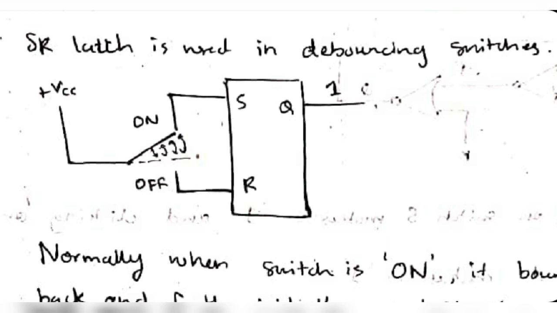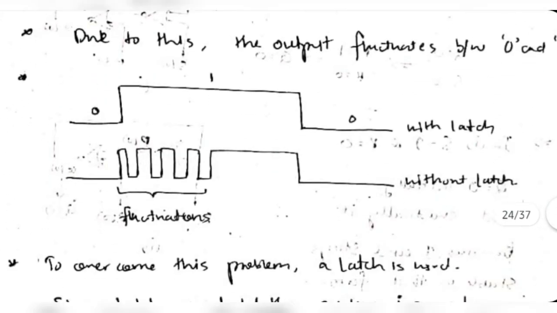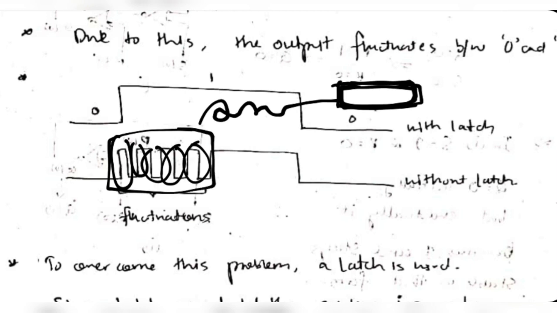Now the debouncing switches means when you turn on the switch, this switch won't stay here. It will just bounce for a small amount of time, then it will go and stay here. Due to these bounces, normally the output will become high and low continuously. So when you try to turn on a light, it will blink for some time and then go off, then again come on, then off, then finally it will come as on, right? So that's what happens in debouncing switches.